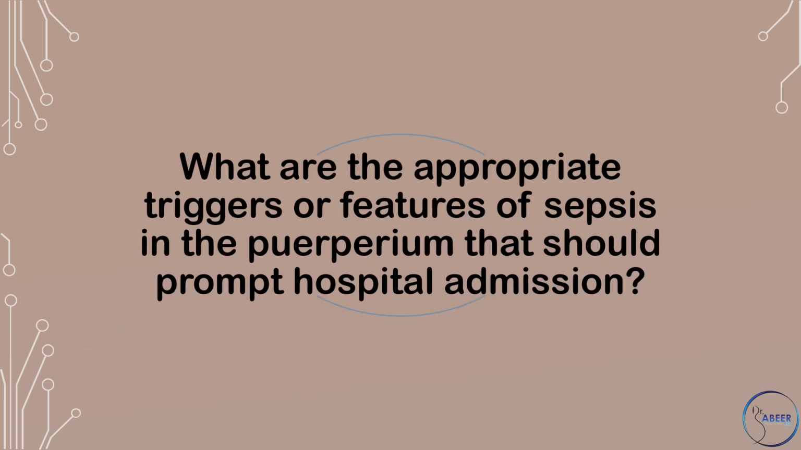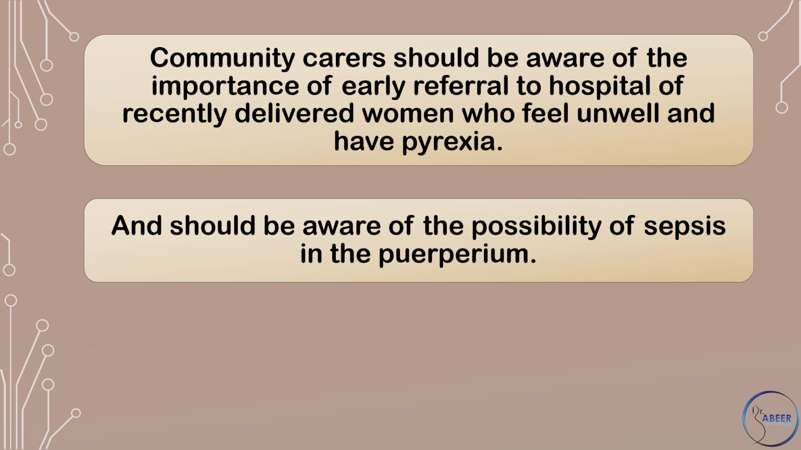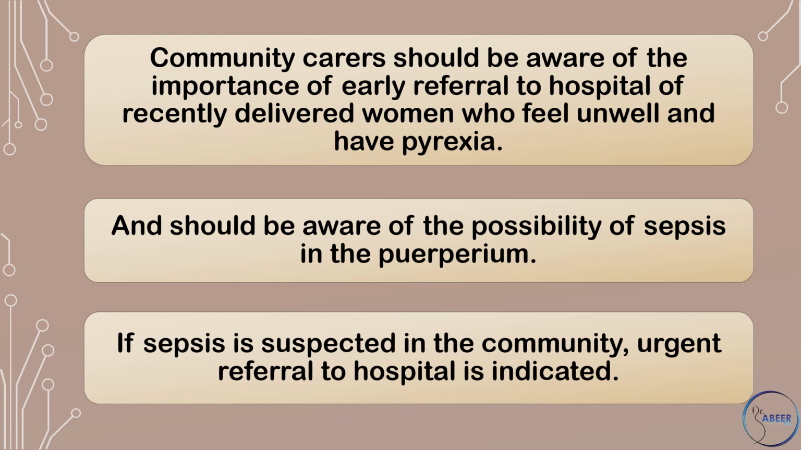What are the appropriate triggers or features of sepsis in the puerperium that should prompt hospital admission? Community carers should be aware of the importance of early referral to hospital of recently delivered women who feel unwell and have pyrexia, and should be aware of the possibility of sepsis in the puerperium. If sepsis is suspected in the community, urgent referral to hospital is indicated.